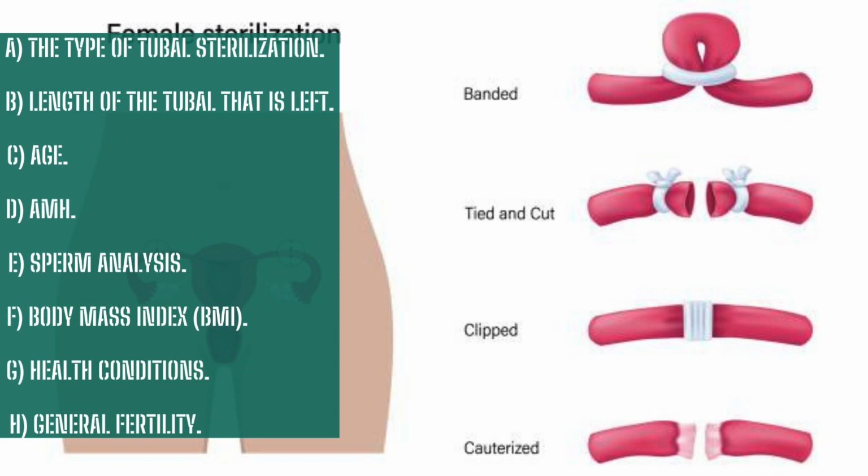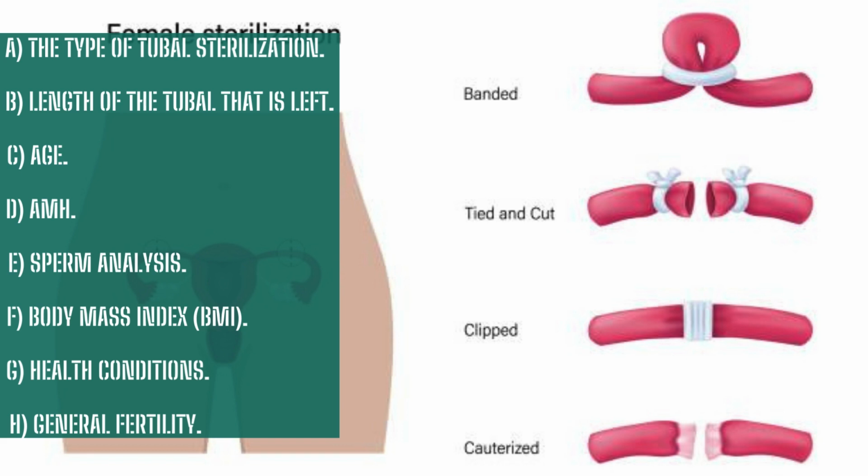The age of the patient as well, and the AMH, anti-Mullerian hormone, which is a biomarker of ovarian reserve: how many eggs you still have in reserve, or what are the chances of you getting pregnant with your eggs.